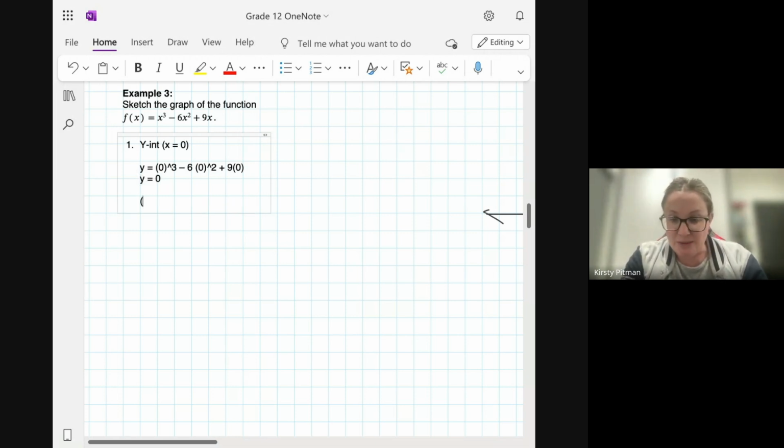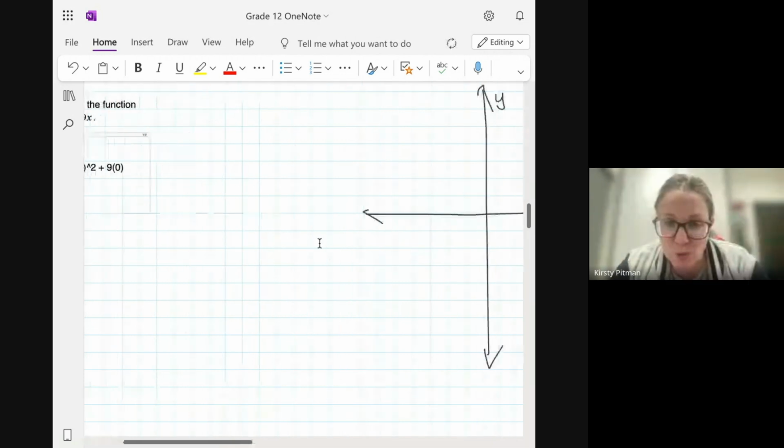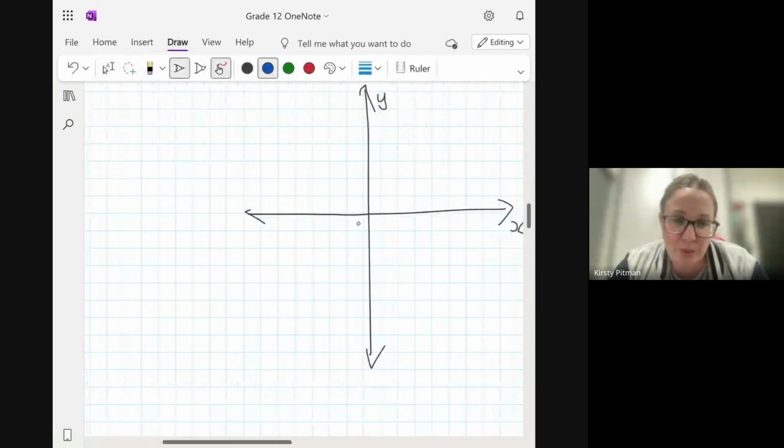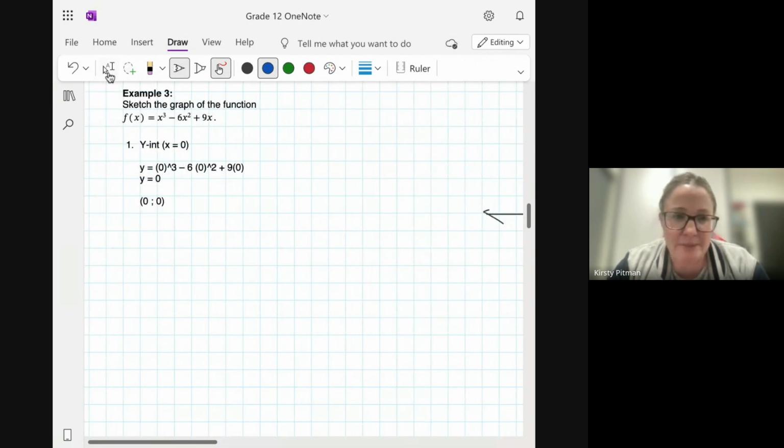So what's my y-intercept? My y-intercept is the point (0; 0). So go and draw that on your graph straight away. I'm going to draw it in blue so you can see it. It's at the origin. And I'm going to label that point anyway. I know I'm being extra, but I want to make sure that I get my full marks here. So (0; 0). All right, it's back here.